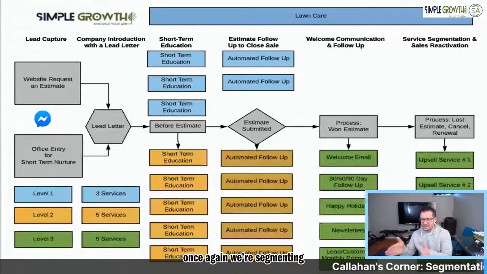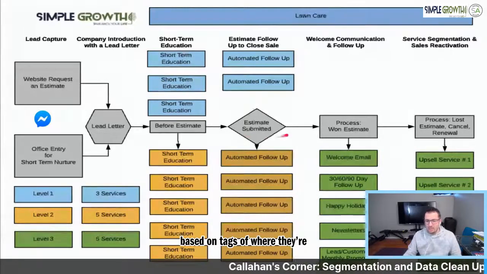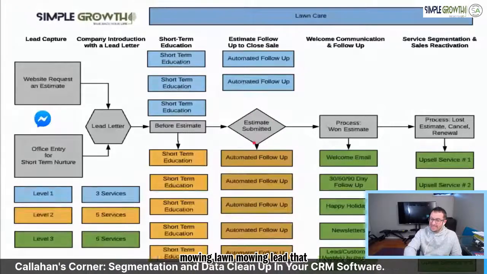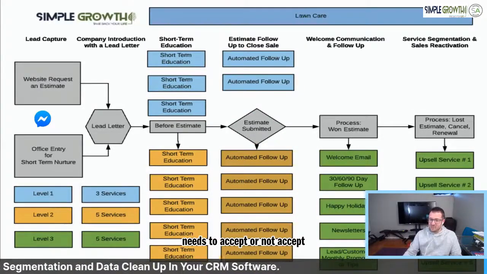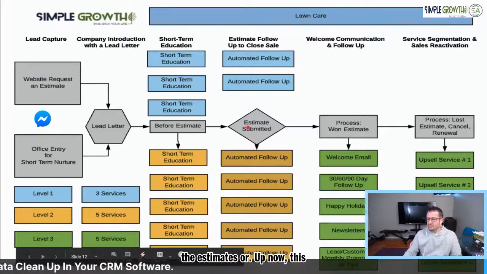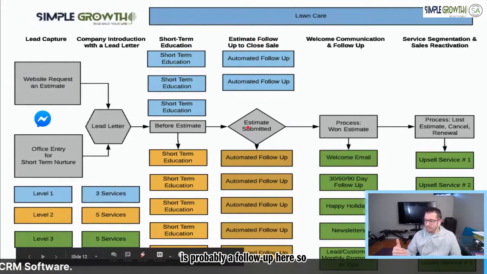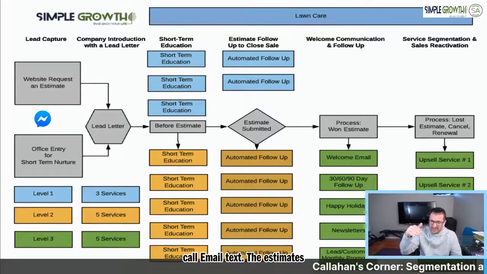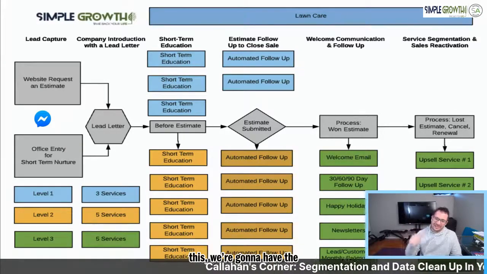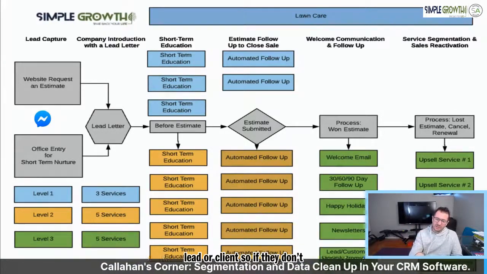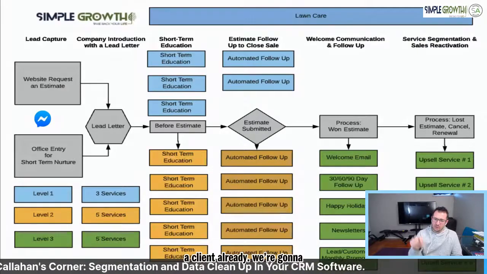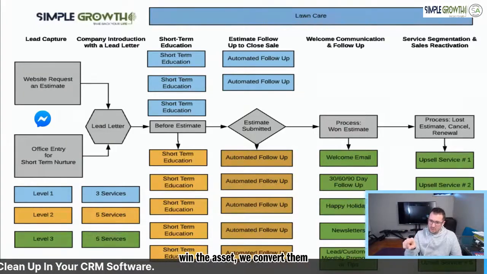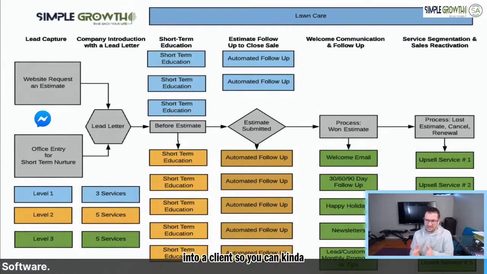So once again, we're segmenting based on tags of where they're at. Now, once the estimate is submitted, we have a lawn mowing lead that needs to accept or not accept the estimate. So we're following up. Now, this is probably a follow-up play here. So we're going to follow up on phone call, email, and text for all the estimates for 20 days. Now, at the end of this, we're going to have the position where it ties into the lead or client. So if they don't accept this and they're not a client already, we're going to close that lead out. So we have database segmentation. If they win the estimate, we convert them into a client. So you can kind of see how the status is on the client or lead happen here.